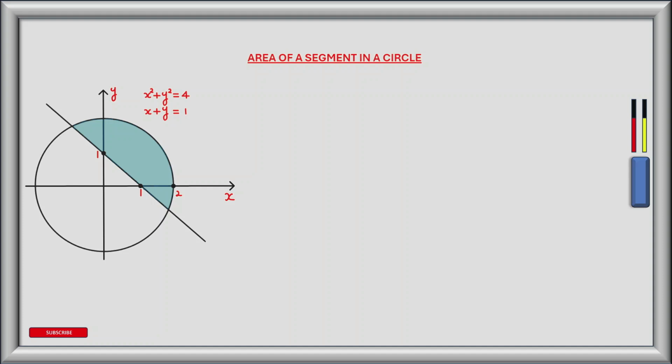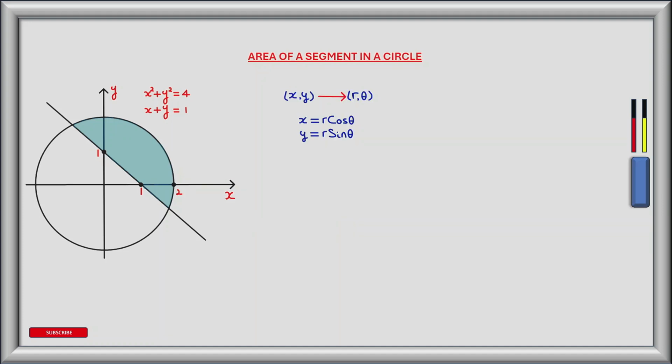Let's begin by converting the equations into polar coordinates. To do this, we'll substitute r cos theta for x and r sin theta for y. To understand why we do this, take a look at one of my earlier videos which goes into detail. I'll post a link to it in the description.